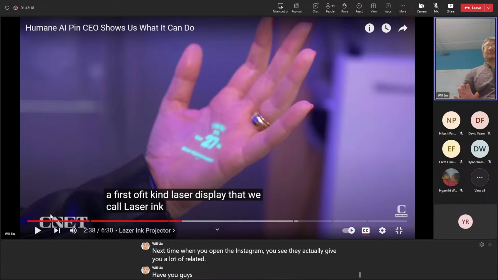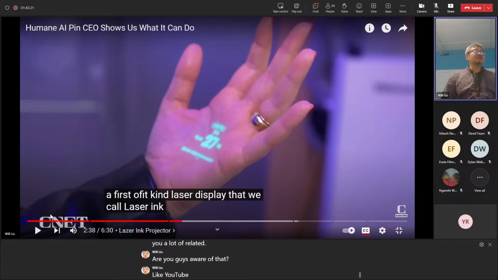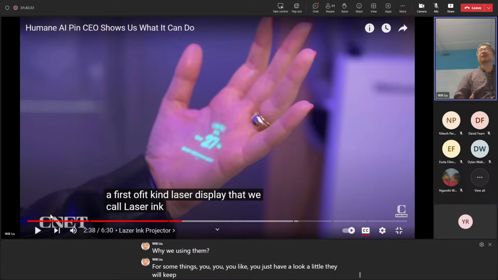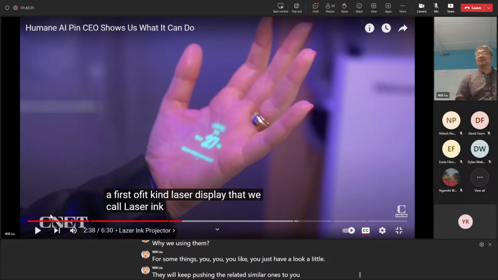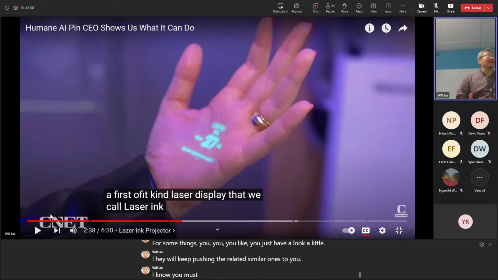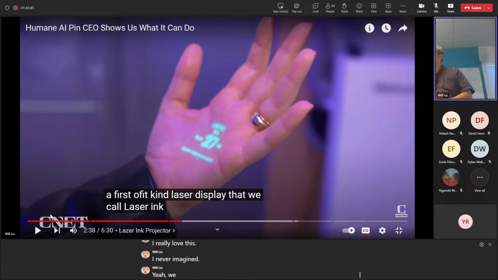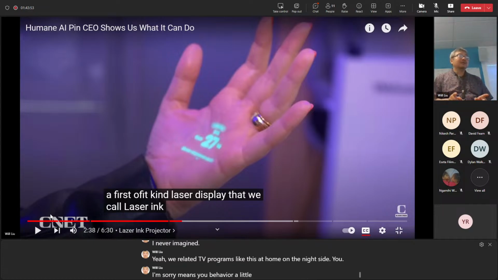Are you guys aware of that? Like YouTube and Instagram. I don't know if you guys use TikTok or not. Basically, you find that when you use them for some things you like, you just have a look, and later on they will keep pushing related, similar ones to you. On one side, you can say, oh, this is exactly what I want, right? I never imagined there was another related TV program like this. But how about on the other side? On the other side, it means your behavior reveals your preference.